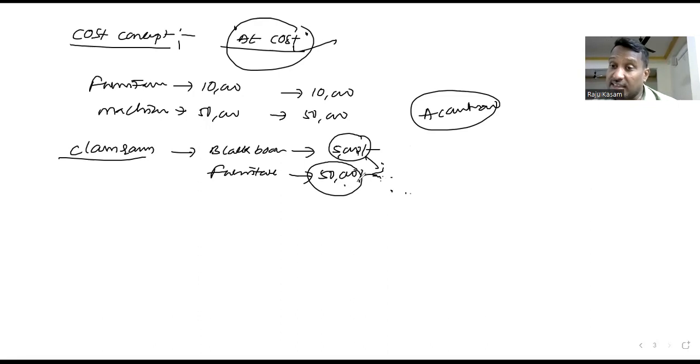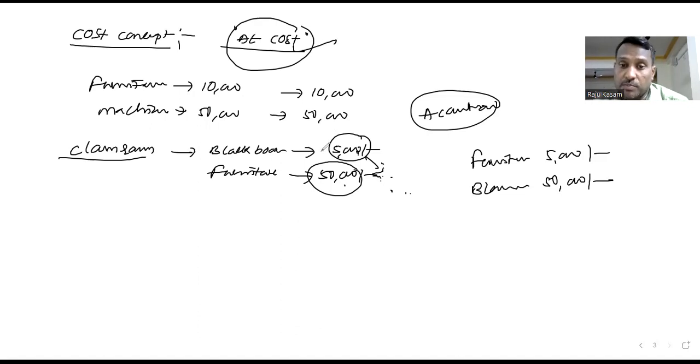Then the accountant records in the accountancy books: paid for furniture 50,000, but assuming the furniture is not important, so furniture is recorded as 5,000. And the blackboard is most important, so he increases its value to 50,000. This is completely a mistake and a wrong ideology of accounting.